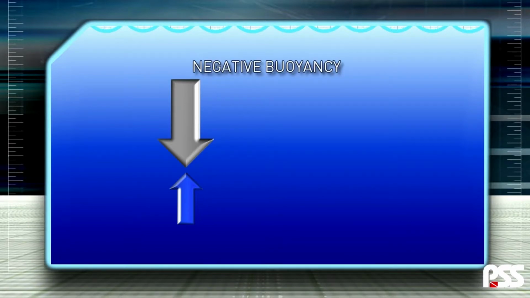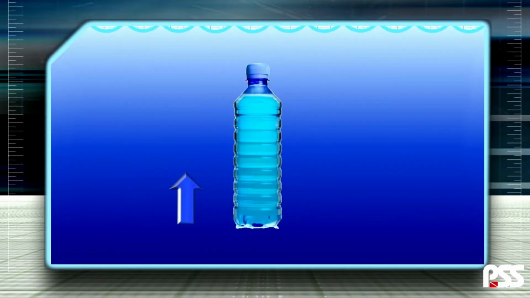If you have filled the bottle with water, it will weigh 1 kilogram. So the hydrostatic thrust equals the weight exactly. This condition is called neutral buoyancy. The bottle can stay still at any depth.